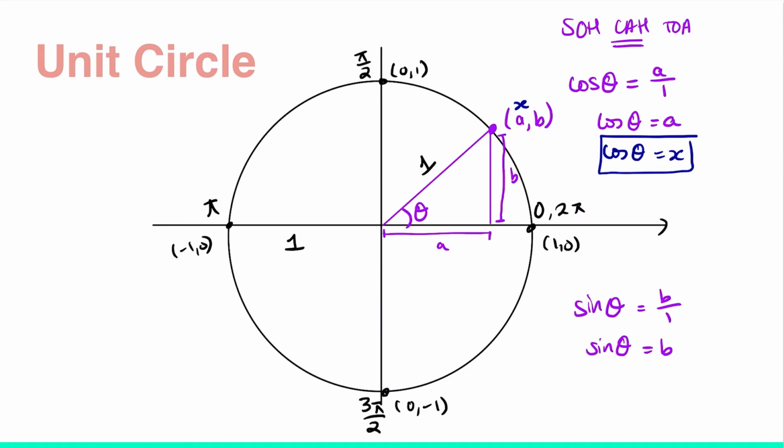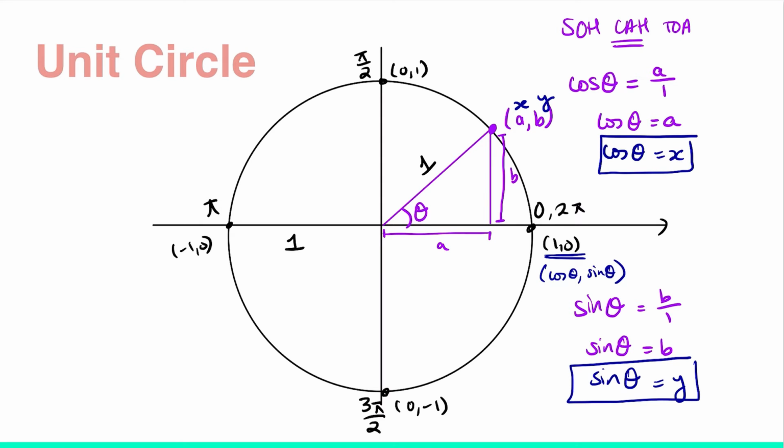Of course, what is B? B is my y value. So in general, we can say that sine theta is equal to our y value. Now, how does that help me? Well, what that means is that any point around the unit circle, instead of saying it's x and y, is cos theta and sine theta. So for example, this point here, 1 is equal to cos theta and 0 is equal to sine theta.